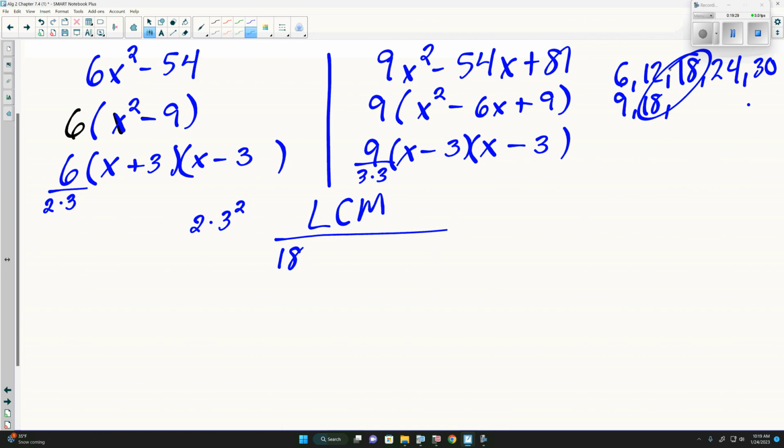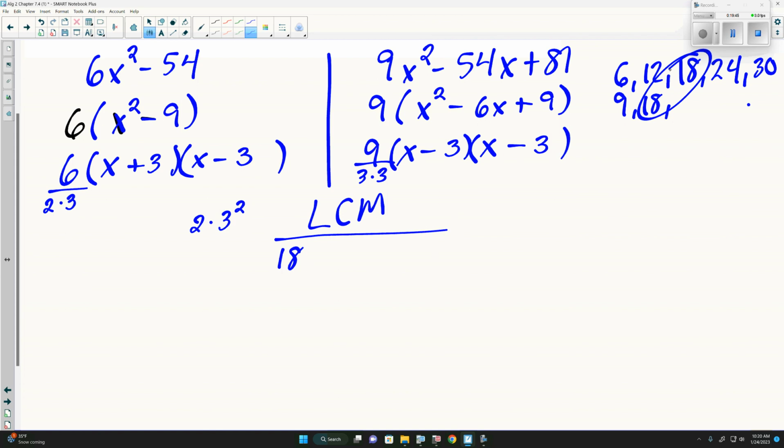Does that make sense? So from each one we look at, we're taking whichever has the most of that factor. Since 6 had the most 2's, we take it from that. Since 9 had the most 3's, we take it from that. Same thing with our parentheses.